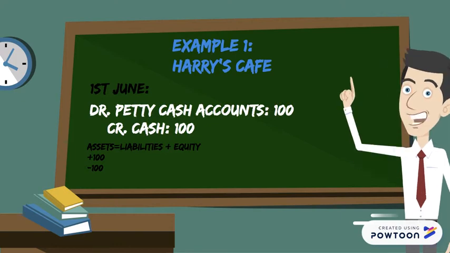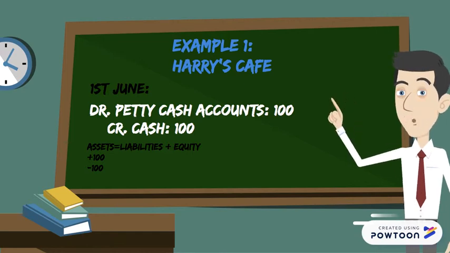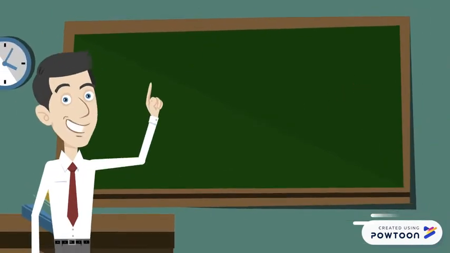Cash must be credited as it is leaving the business to go into the fund, whilst the petty cash should be debited as funds are increased in the account. Notice how there is no change in assets?